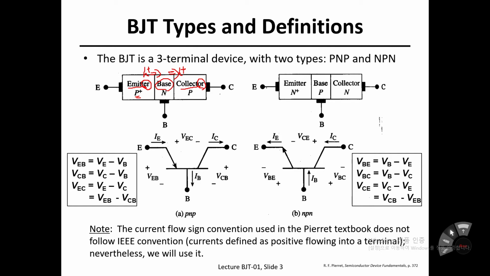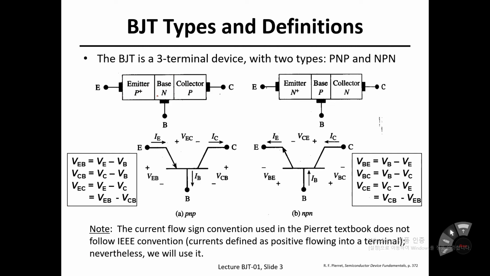Base means the base station, or the basement of your apartment or your house. Base means something fundamental or central, right? So the region in between the emitter and collector could play the role of the base. In that sense, you can figure out how those three different names, emitter, base, and collector, originated. Okay, all right.